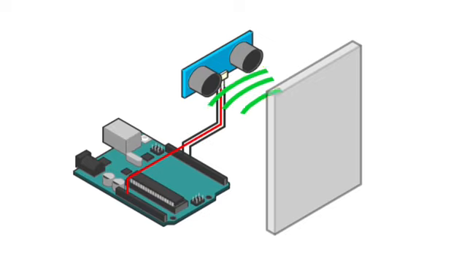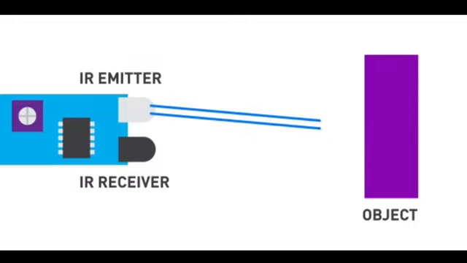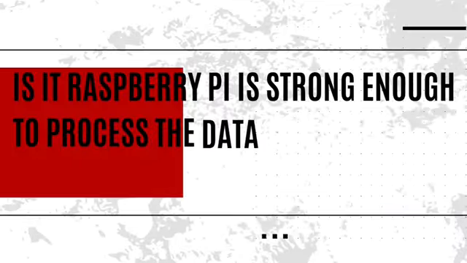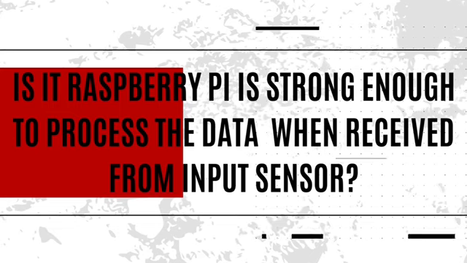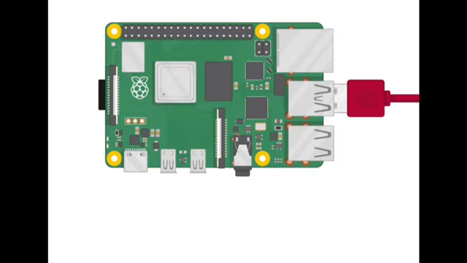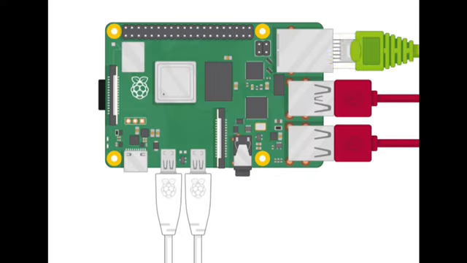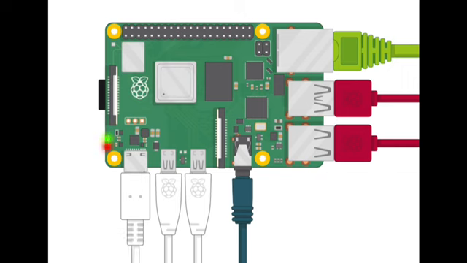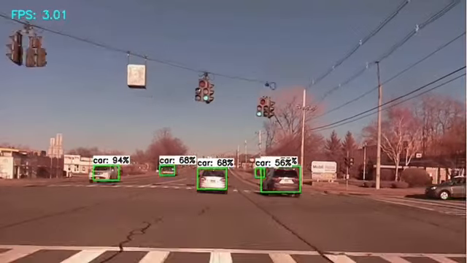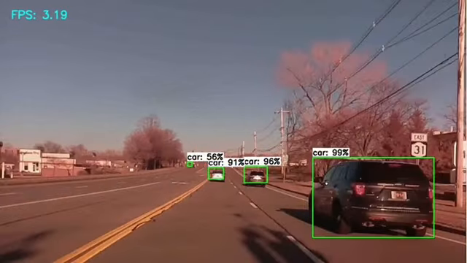Raspberry Pi compatible sensors like ultrasonics or infrared sensors have limited range. They might not detect objects far enough away for high-speed situations. The Raspberry Pi is a capable little computer, but it's not a powerhouse. When it receives any data from the input sensor, it still can process in a short time, but when the Raspberry Pi wants to process the image from the cameras, it can become slow.